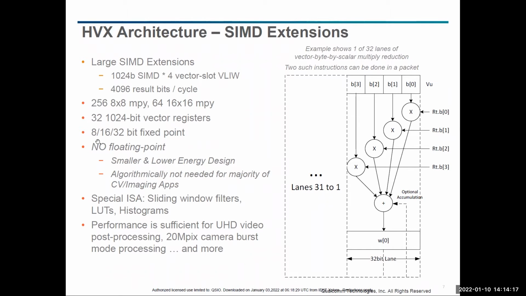Right now, HVX has support for only fixed point arithmetic. So there is support for int8, 16-bit integer arithmetic, or 32-bit integer arithmetic. There is no support for floating point in HVX right now. The reason for that is that most computer vision and imaging applications, algorithmically, work really well with fixed point arithmetic. And one obvious advantage of not introducing floating point hardware in HVX is that the size of the coprocessor on the die reduces significantly, and it also reduces the energy consumption of the hardware.